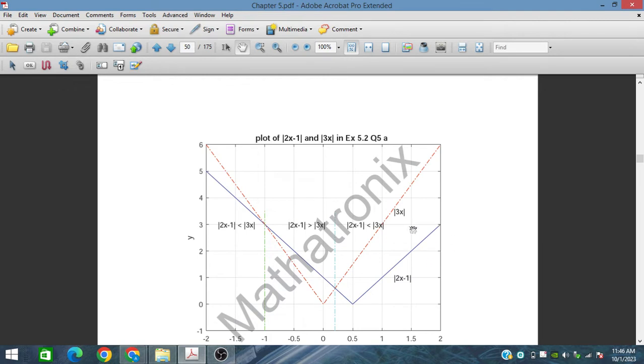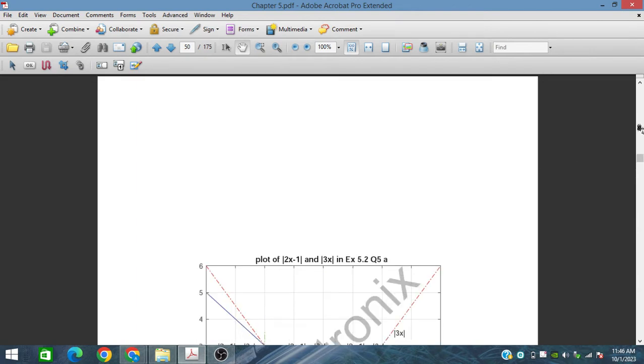And you will see that 3x is greater in this region, after 1 over 5. So this red line is above this blue line. But in this region, from minus 1 to 1 over 5 or 0.2, this 2x minus 1 is greater than 3x.